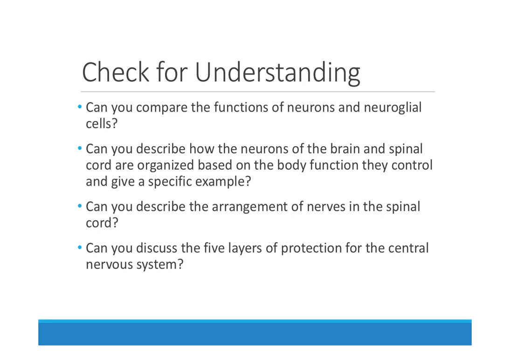So to check for understanding, can you compare the function of the neurons and the neuroglial cells, how they're different? Can you describe how the neurons of the brain and spinal cord are organized based on body functions and give a specific example of what types of functions are being covered by groups of neurons? Can you describe the arrangement of nerves in the spinal cord? Which ones are carrying information up? Which ones are bringing information down? And can you discuss these different layers of protection for the central nervous system? If not, go back and check over those parts of the video again so that you'll have the notes you need.